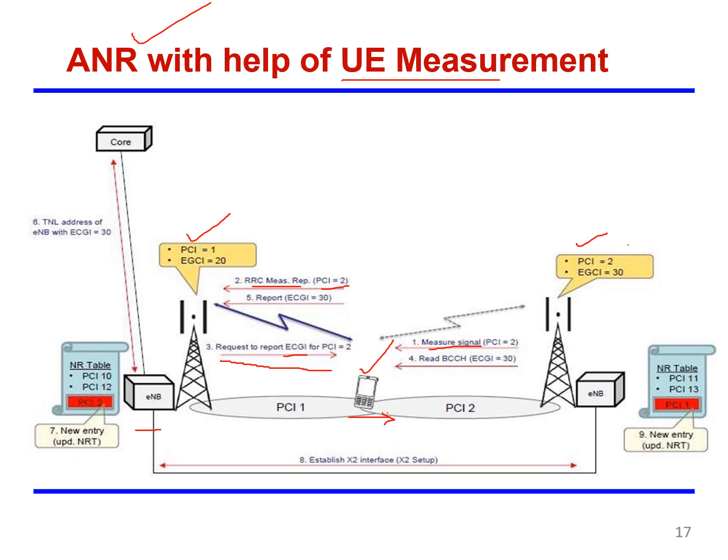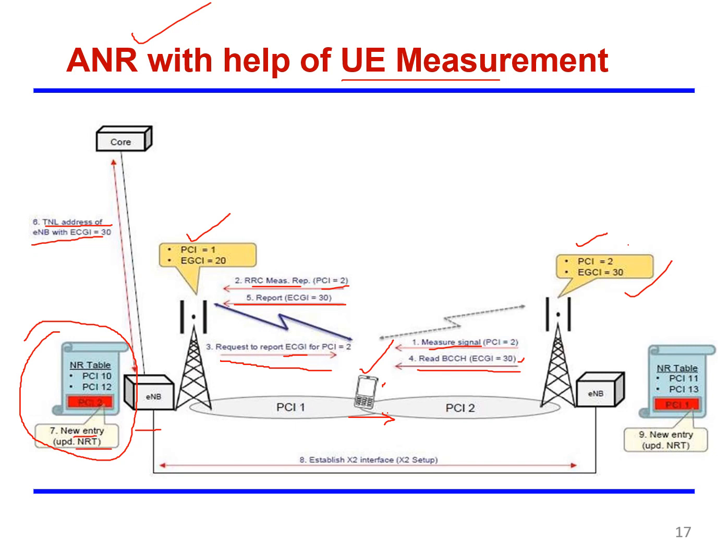And now what will happen? Your UE will read the BCCH information of the ECGI. In the BCCH information, you will have the ECGI of 30. Okay, and this information will be reported back through RRC measurements to the network. So then what will happen? Your network will ask for the TNL address, the transport network layer address, in order to establish the link with the new ECGI, the new eNodeB. And in the NR table, the neighbors table, this information is recorded.